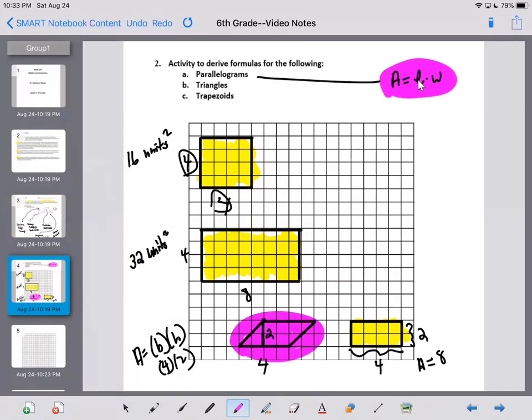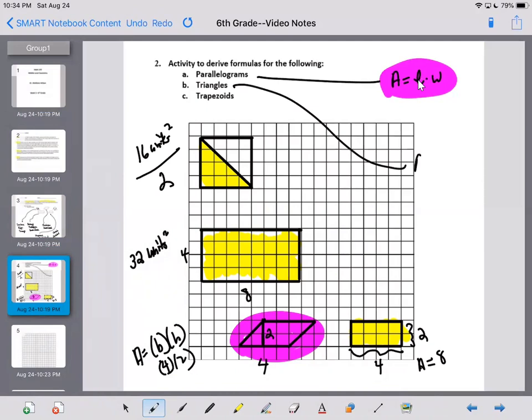Now, if we take a square like we have, and I draw a diagonal, I already know that this area is 16 square units. If I draw the diagonal, I have cut the area in half to give me 8 square units. So what we can say with the triangle is that it is the same as the length times width, or a base times height. We just need to make sure that we take half.